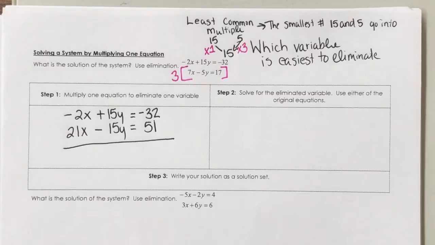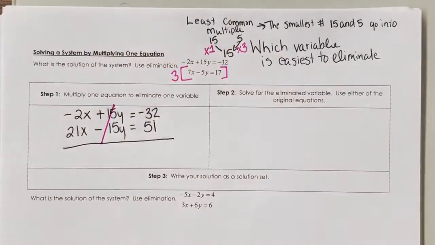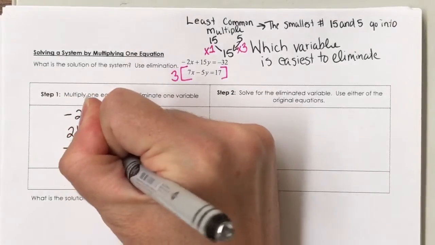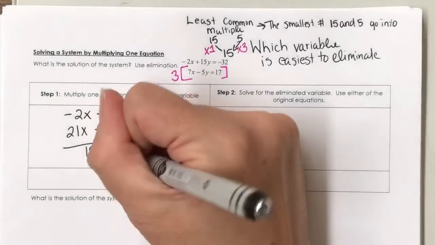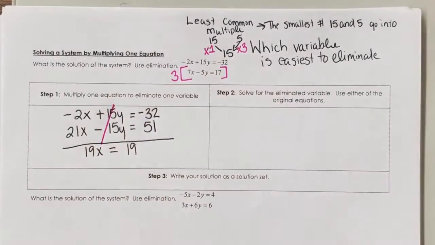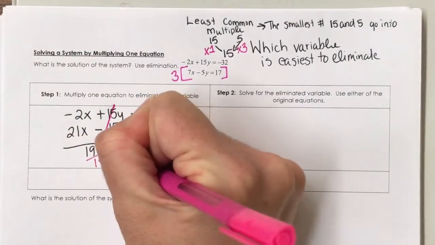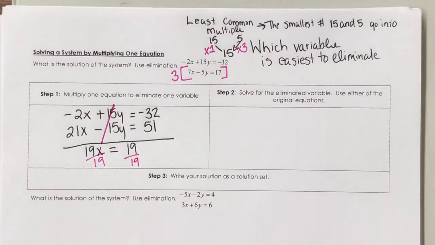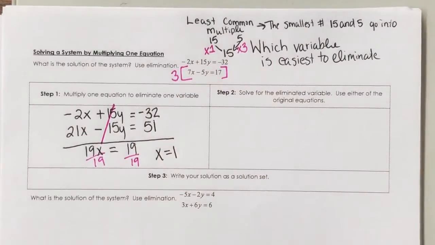We're going to add together, so the y's are going to eliminate. Negative 2x and 21x adds to 19x. Negative 32 and 51 adds to 19. Now I know what x is. If I divide both sides by 19, x has a value of 1. And then again, the rest is repetitive from here.